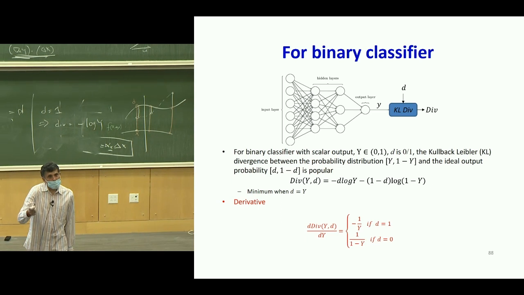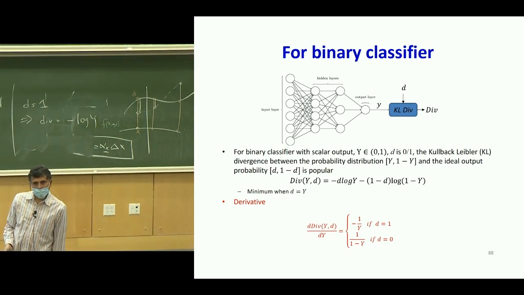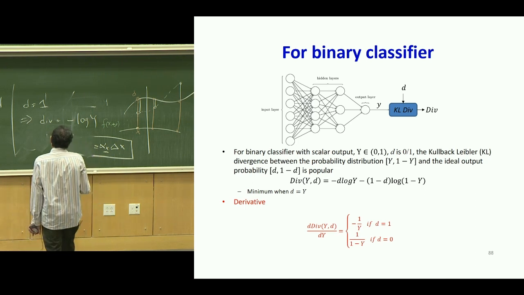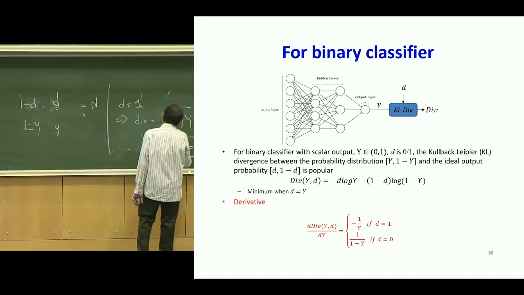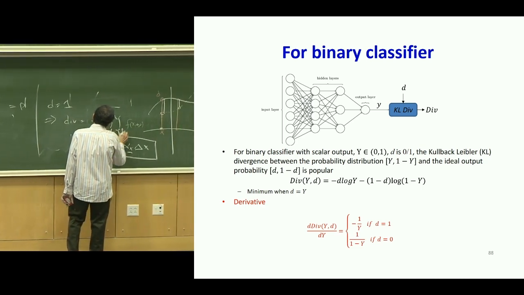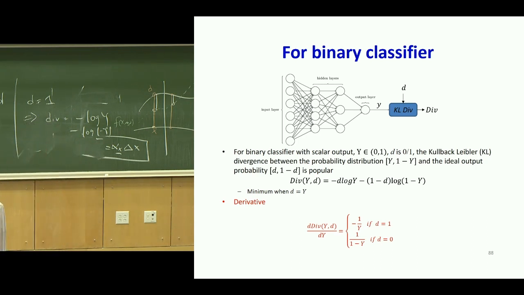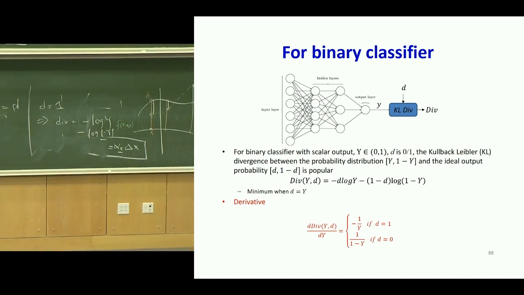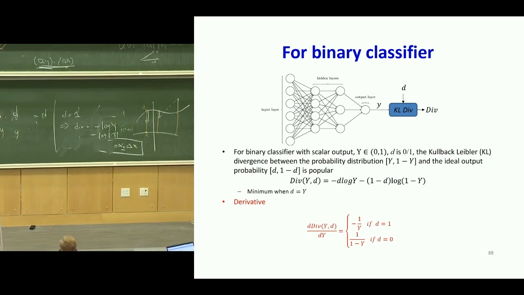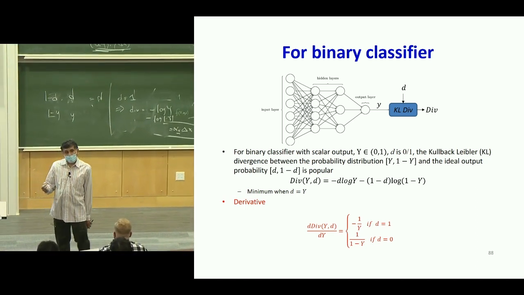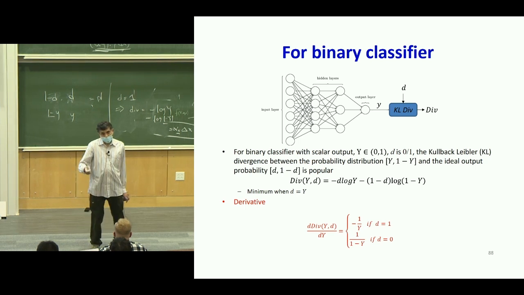When the input doesn't belong to the target class, what does this become? Anyone at the back want to tell me? It's going to be minus log 1 minus y, right? And now, if the actual output of the network is correct, and so if D equals 1 and y also equals 1, what will the divergence be? If D is 0 and y is also equal to 0, because you get log of 1, right?